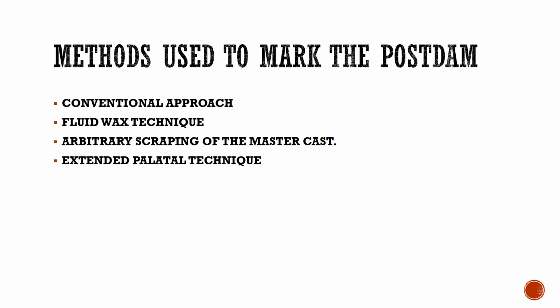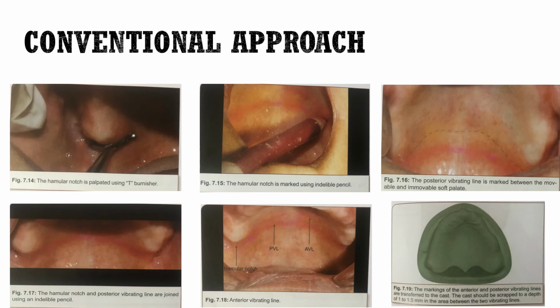Starting off with the conventional approach, I'm going to explain exactly what it is. First, the patient is asked to sit in an upright position and rinse the mouth. After that, you wipe off the posterior palatal area with a gauze because of the presence of saliva. As you mark it with a pencil, saliva on a wet surface means you cannot use your pencil properly. So you need a dry area, and you dry it properly by wiping with a gauze.